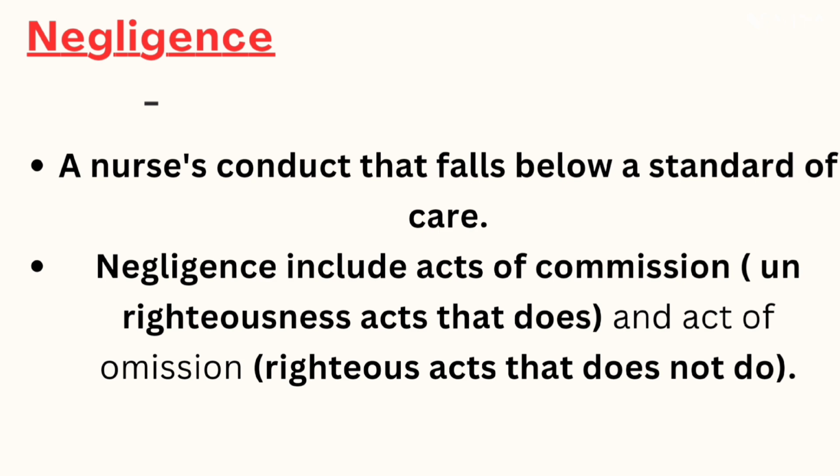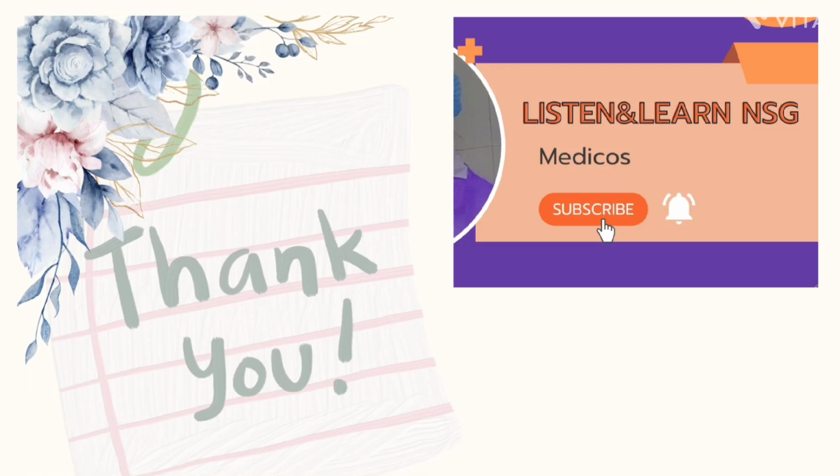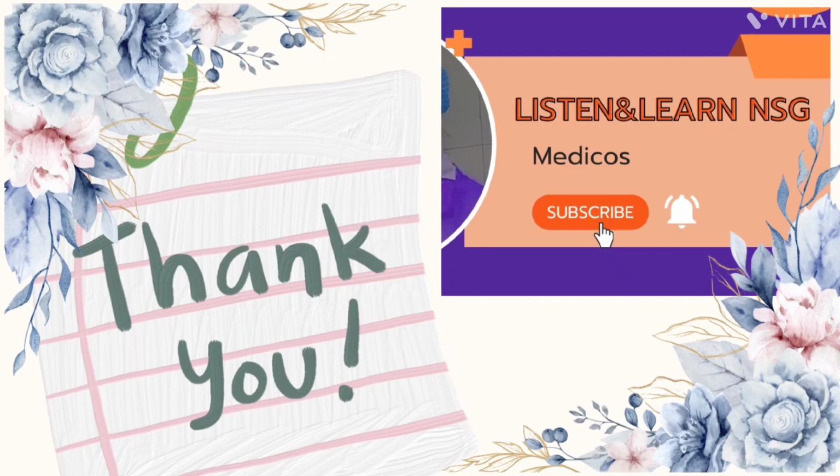Next is negligence, in which a nurse's conduct falls below a standard of care. It includes acts of commission and acts of omission. Some examples are failure to assess or monitor, failure to follow orders and the 6 rights of drug administration, failure to follow the policies and procedures, and error in giving medicine and IV infusion. These are all examples of negligence, which is a kind of unintentional tort.